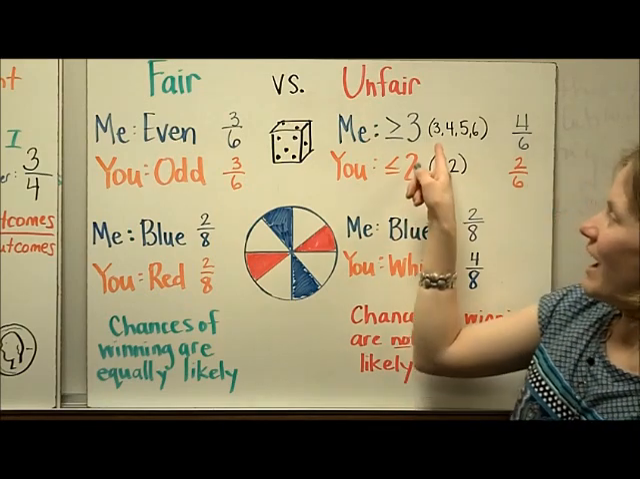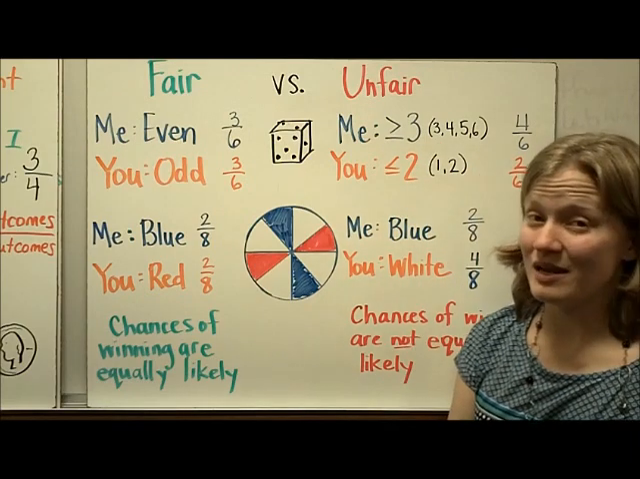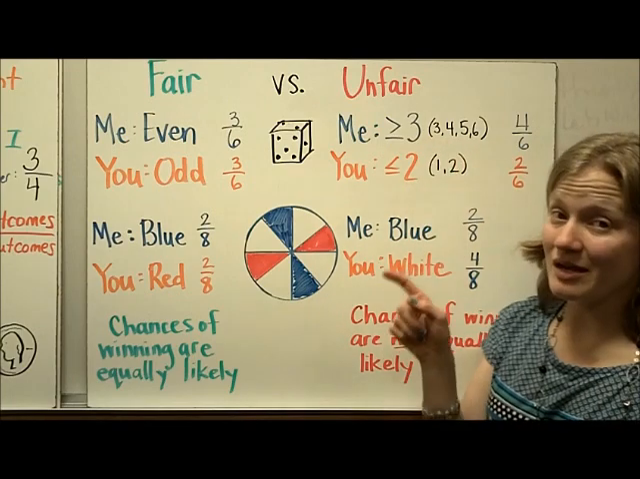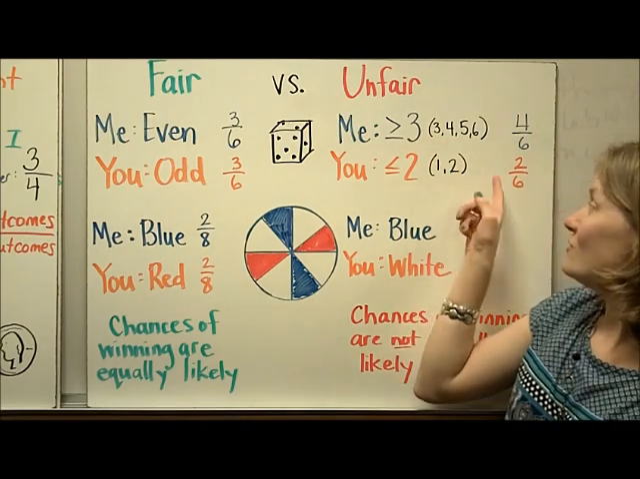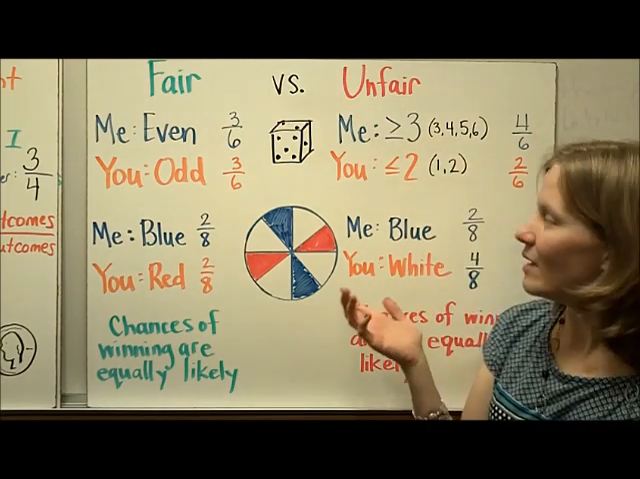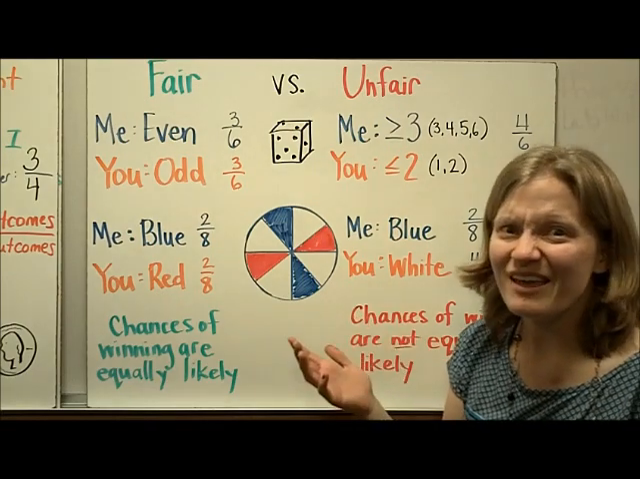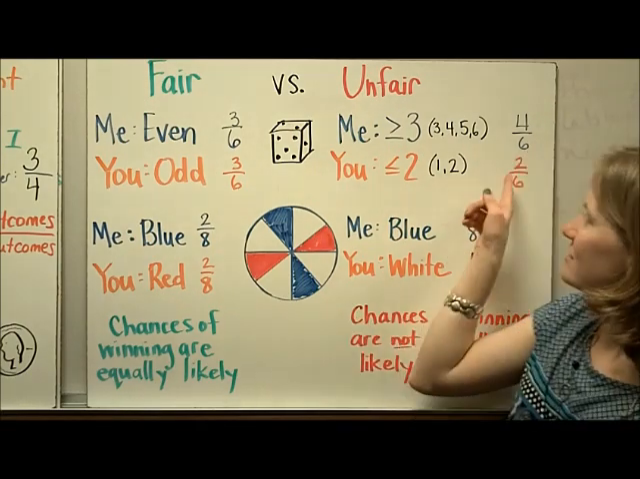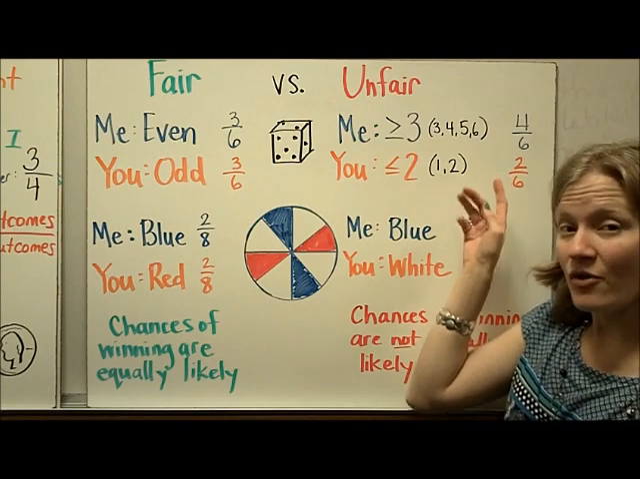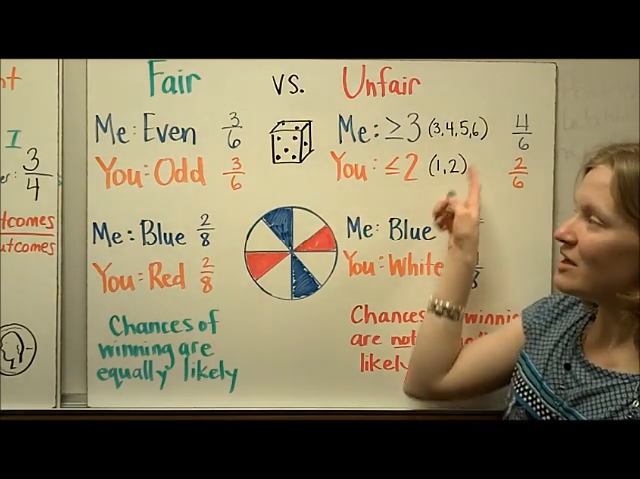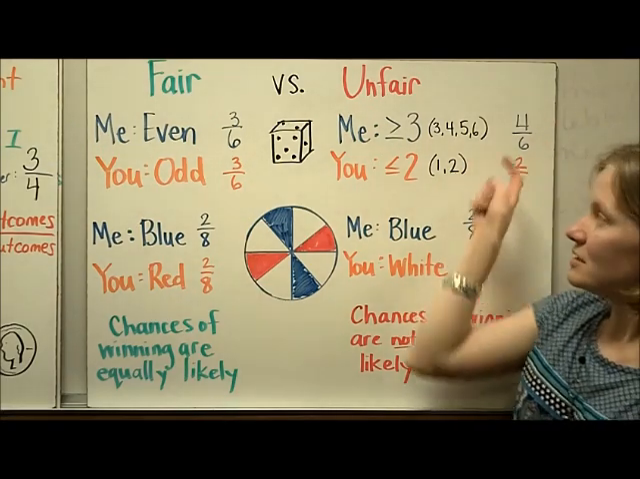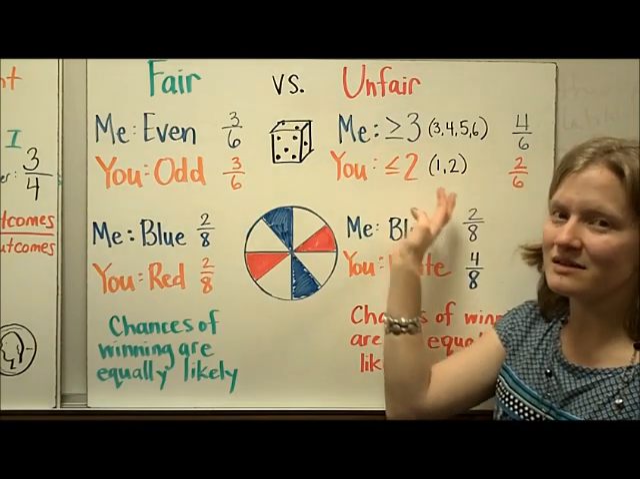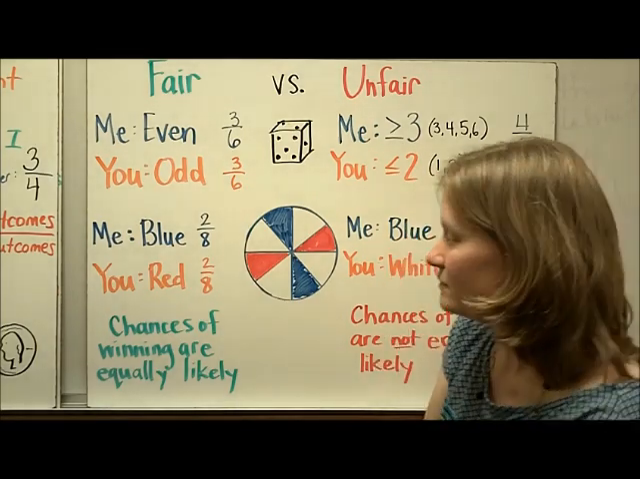because these numbers are less than or equal to 2. So I have a 4 out of 6 chance of getting a point because there are 4 numbers I'm going to get a point for, and you have a 2 out of 6 chance of getting a point. And of course you're going to say that game is unfair. I don't have as good of a chance of getting a point as you do. And because our probabilities are not the same, then yes, this game is unfair.